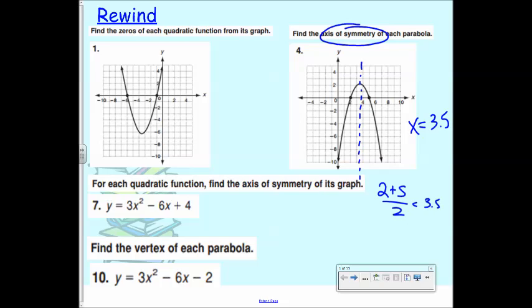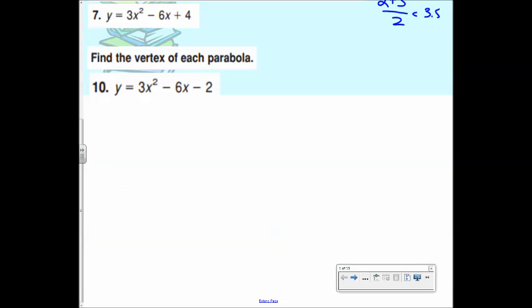Okay? All right, so when you're finding the vertex of each parabola, this is kind of the culminating thing that we did yesterday, on Tuesday. So what do you do to find the vertex? What do you have to find first? The x, which is our axis of symmetry, and we do that using what formula? Yeah, so the opposite of b over 2a.